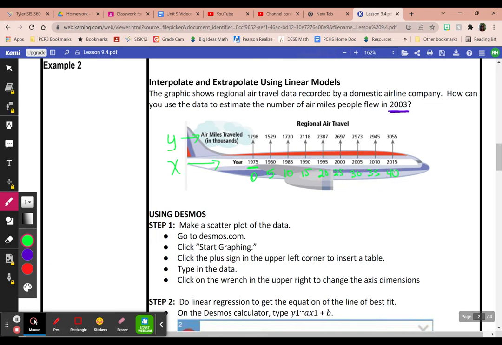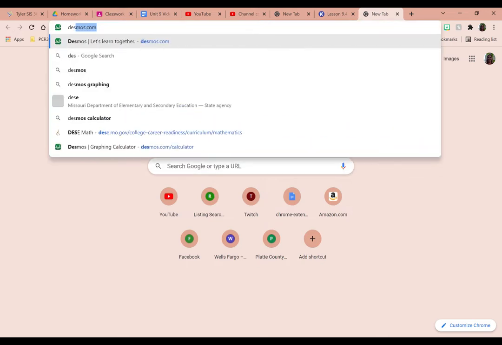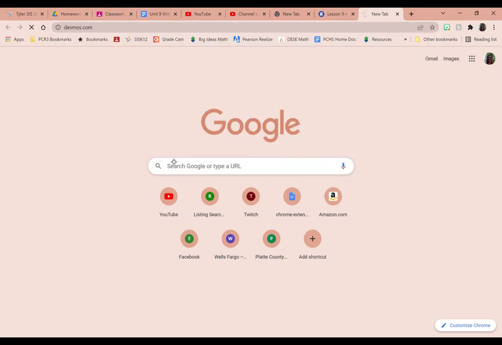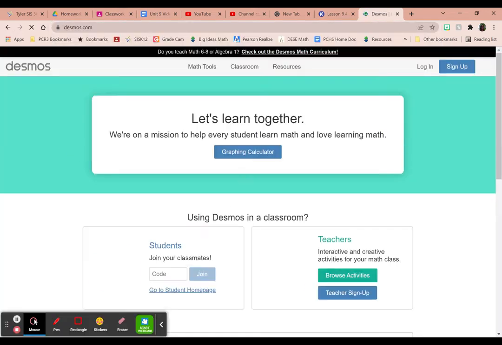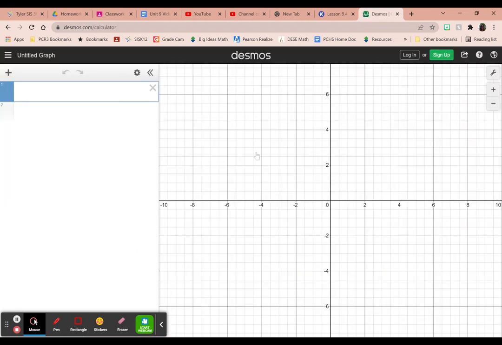So what we're going to do is go to desmos.com and see if we can get this thing going, to graph. So here's Desmos. We're going to do the graphing calculator.